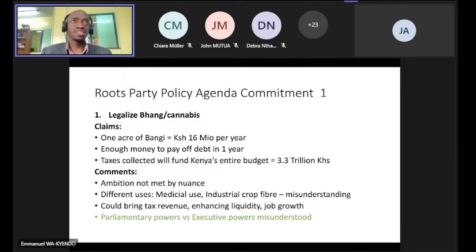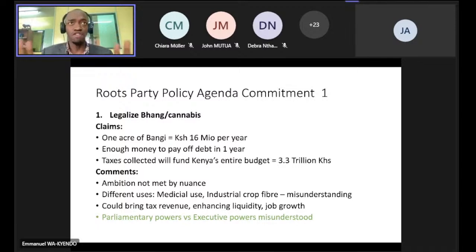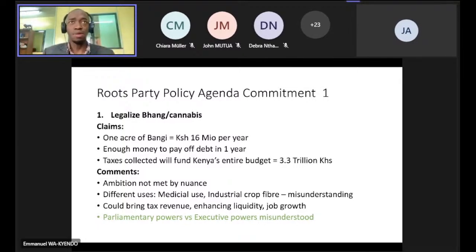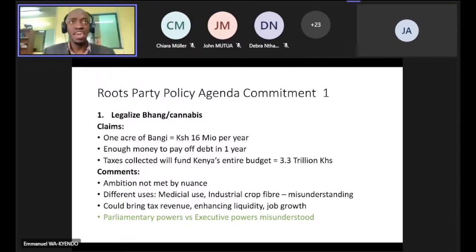I'll cite one statistic that the Roots Party has thrown out there. Right at the very launch of their manifesto, they talked about sales of marijuana actually exceeding 60-70% of Kenya's current GDP.